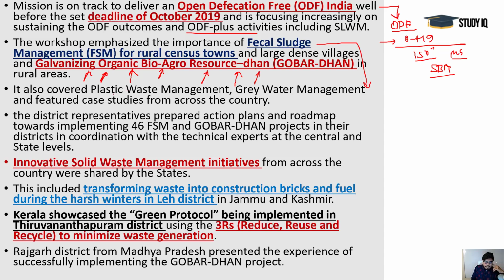Okay, and apart from that, plastic waste management and grey water, meaning dirty water management, is also going to be an important component here. So fecal sludge management and the Gobardhan project are going to be under these districts, and the coordination would be there, and district collectors and these technical experts are going to help here immensely.